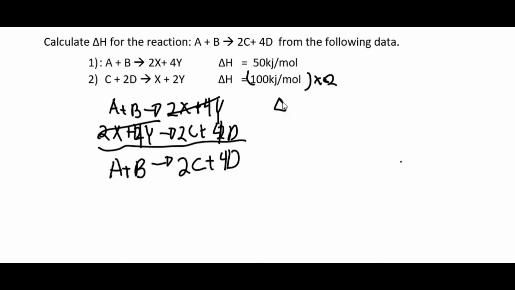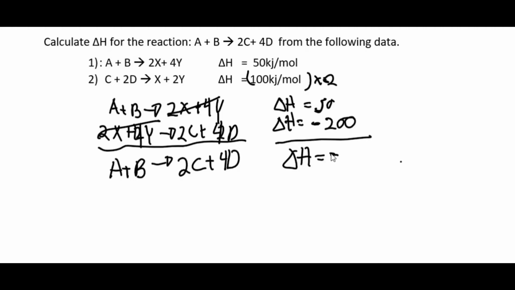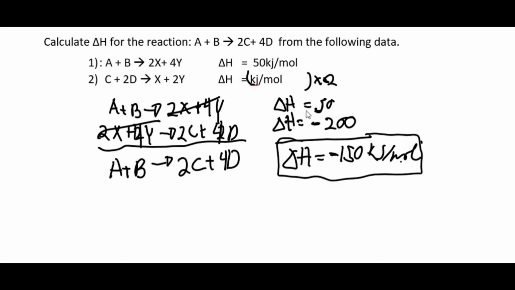So H is 50 and H is negative 200. So this is H equals negative 150 kilojoules per mole. Kilojoules per mole. Okay. Now that we got this, that's the final answer.